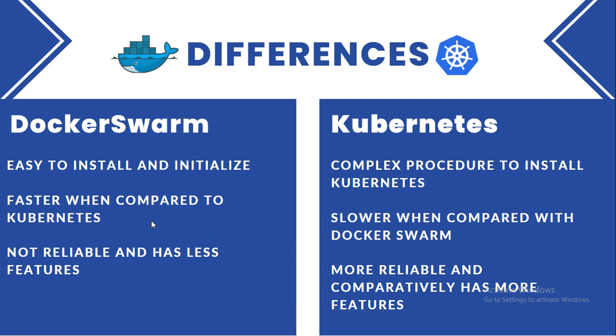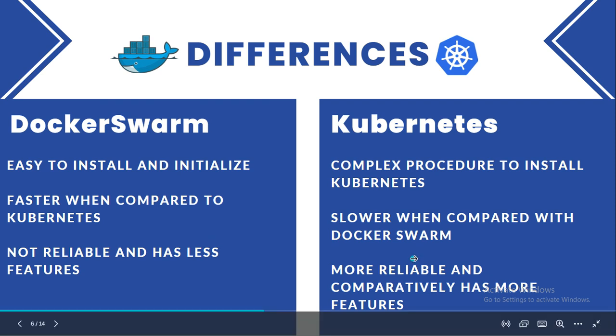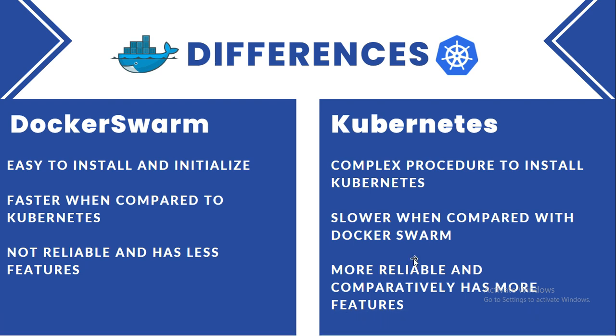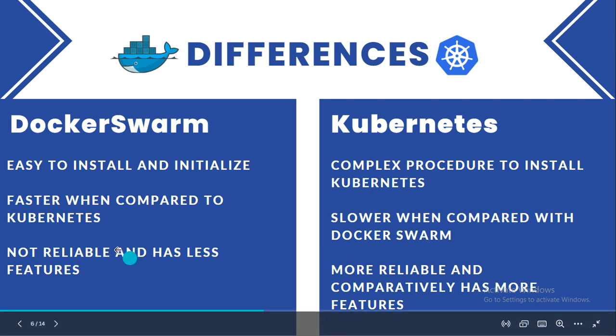Obviously, it is faster because we have the provision to connect the number of nodes which we want. Here also we have that provision, but if we are creating a cluster, it should have a minimum of 3 nodes. That is why it's slightly slower compared to Docker Swarm, but it has many more features than Docker Swarm.